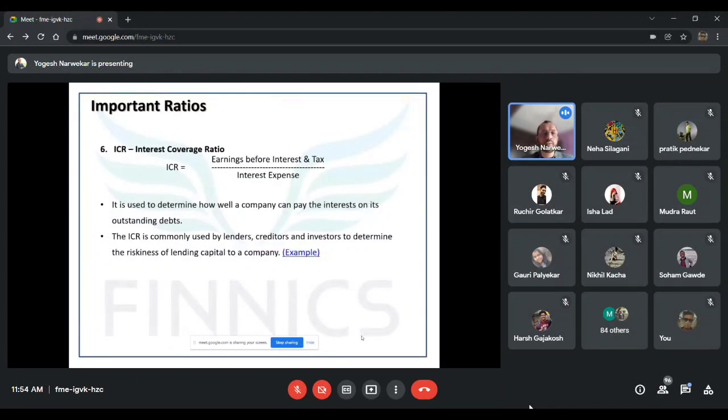The last ratio which I was saying is the interest coverage ratio. Again, it relates to the interest that you pay on the borrowed capital. So what does the interest coverage ratio give, and how is it calculated? It is calculated by earnings before interest and tax divided by the interest expense. Basically, it is used to determine how well a company can pay the interest on its outstanding debts.